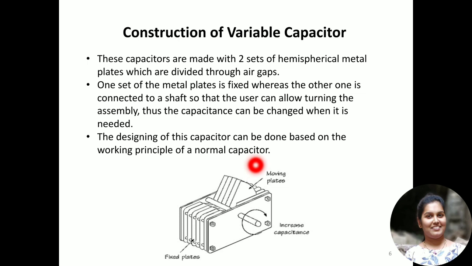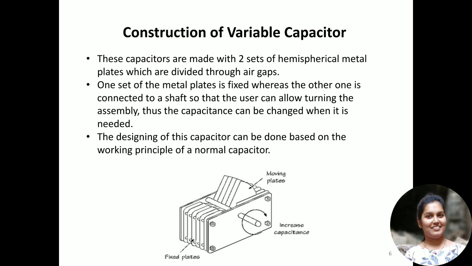Generally these capacitors, that is variable capacitors, are made with two sets of hemispherical metal plates which are divided through air gaps. So here the dielectric material used is nothing but air. One set of metal plates is fixed, whereas the other one is connected to a shaft, so that we can allow tuning, turning the assembly. Thus the capacitance can be changed whenever it is needed. The construction of each type of capacitor varies based upon its type.